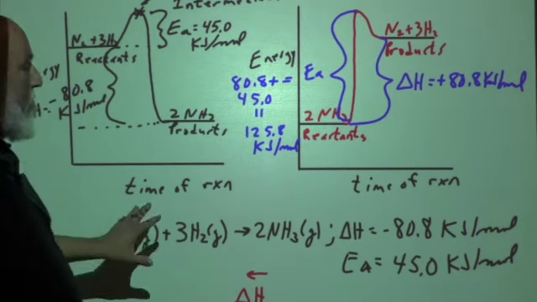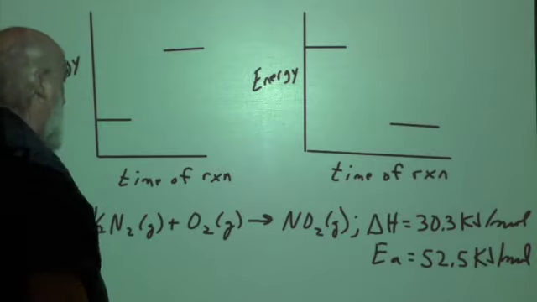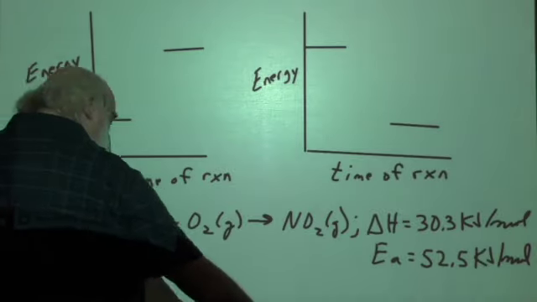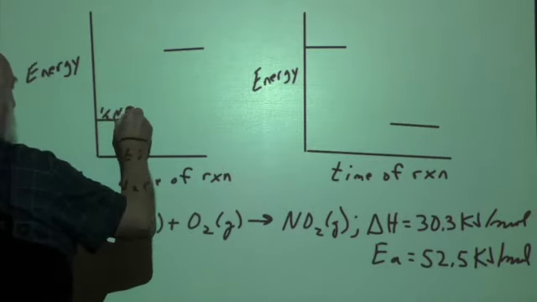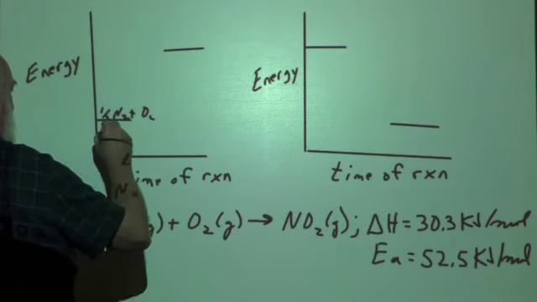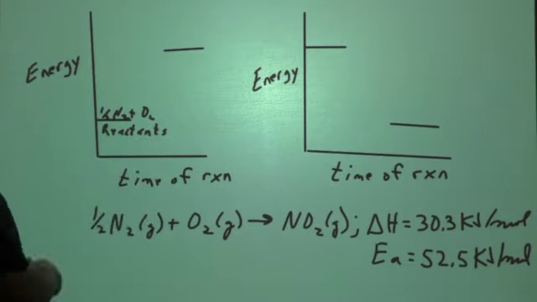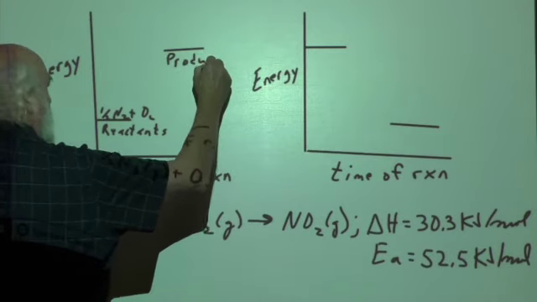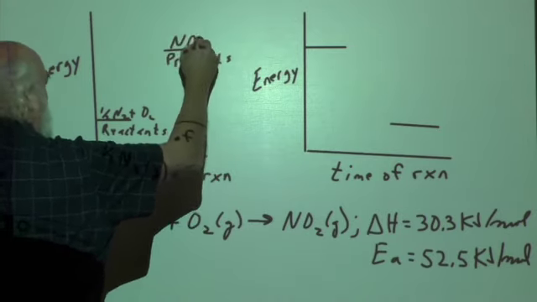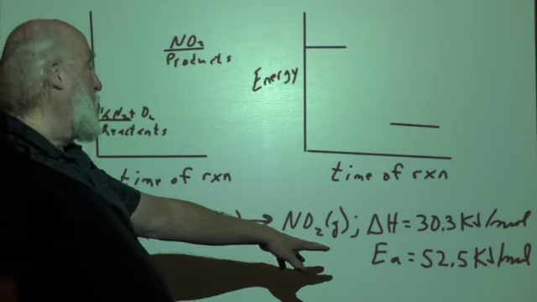All right, so that's what happens when you have an exothermic reaction. Now let's take a look at what happens when you have an endothermic reaction. So again, we're going up from here to here. The reactants here are right there, 1/2 N2 plus O2, that's your reactants. And the products then are NO2, there's the products. Okay, and the activation energy is 52.5.